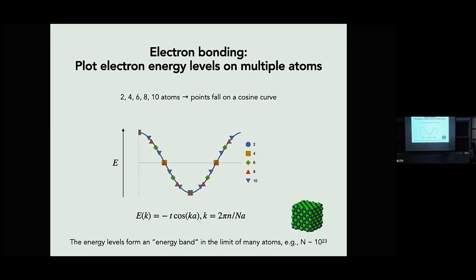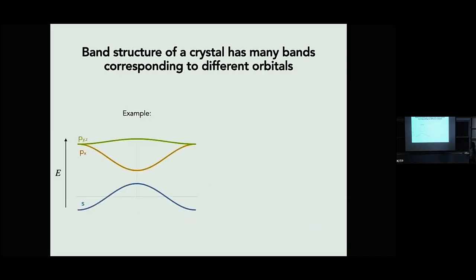So, right, this is also kind of a cartoon. That would be if I have just, say, s orbitals, but actually the p orbitals can also hybridize. So a crystal is going to have many of these energy bands, one band for s orbitals, some bands for p orbitals, some bands for d orbitals, and it's these bands together that comprise the band structure.